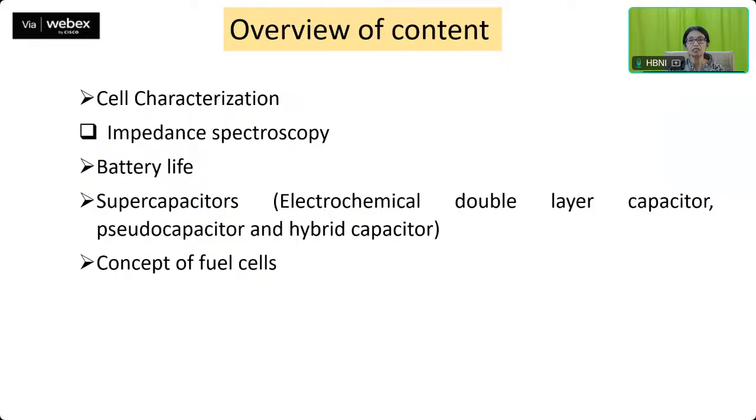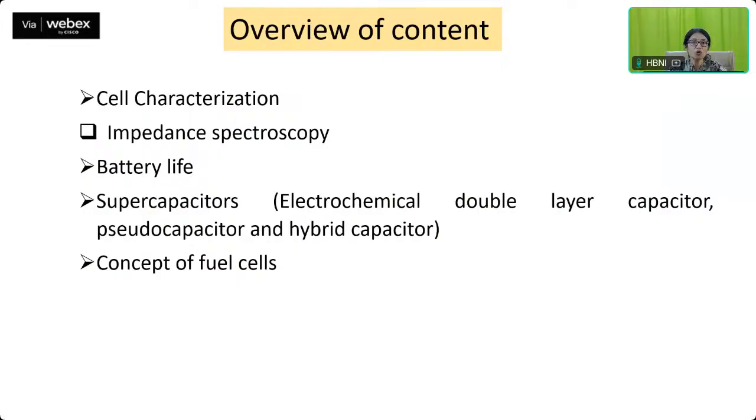If you remember, in the last class, we had talked about cyclic voltammetry, and we have also talked about the charging and discharging of the battery cycles. We were talking about cell characterization, meaning the coin cell characterization of the batteries. So today, in continuation with the cell characterization techniques, we'll be covering impedance spectroscopy.